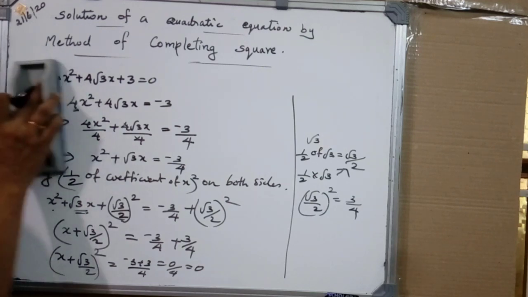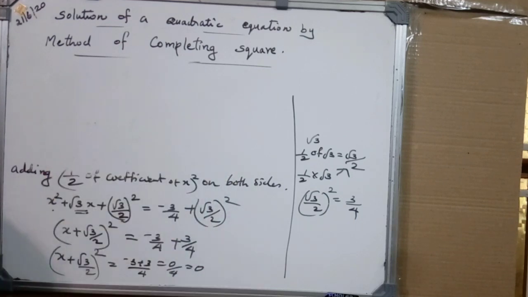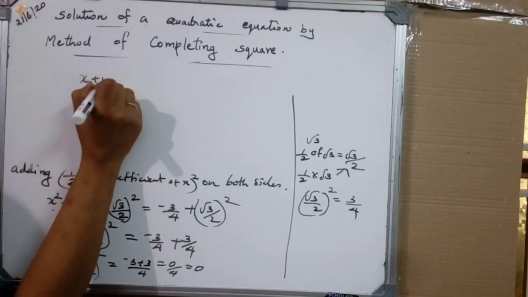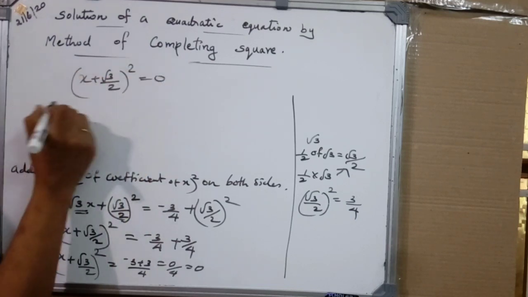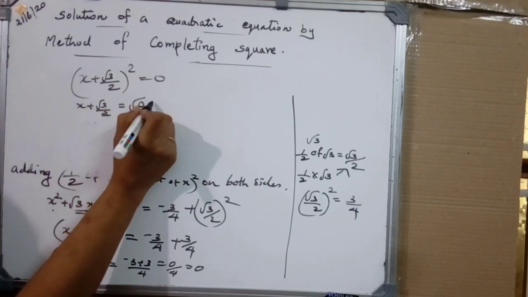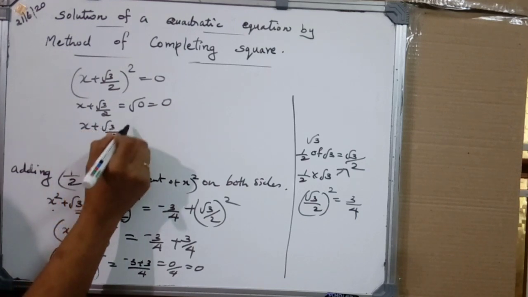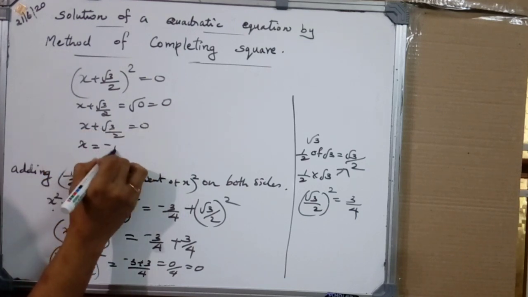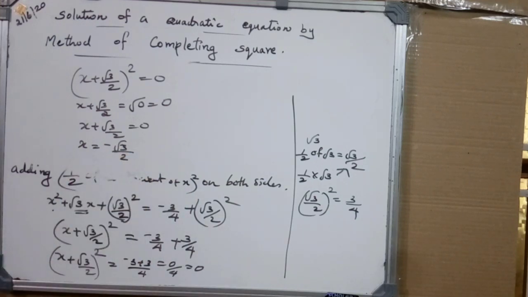Now x plus root 3 by 2 whole square equal to 0. That is x plus root 3 by 2 is root 0, again it is 0. So x plus root 3 by 2 equal to 0, or x is equal to minus root 3 by 2. So we get here only one root.